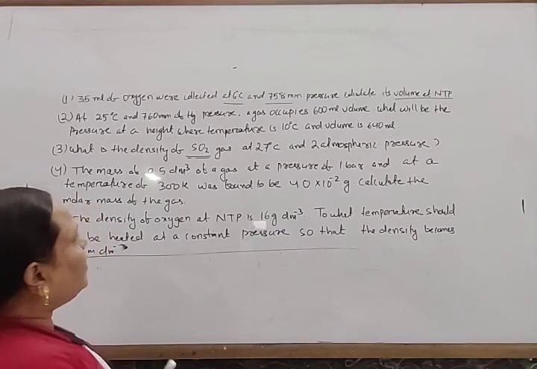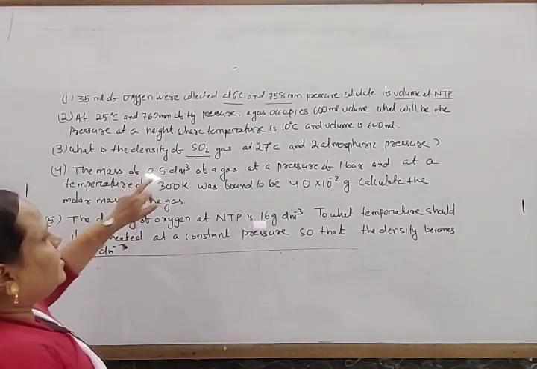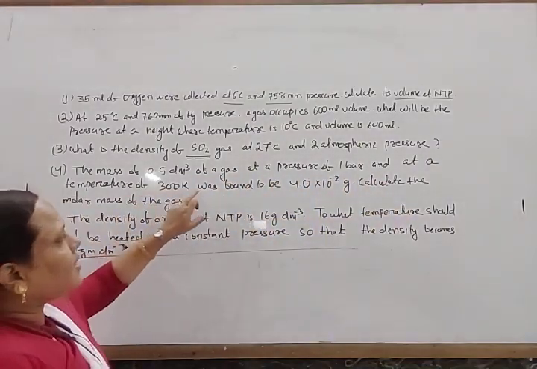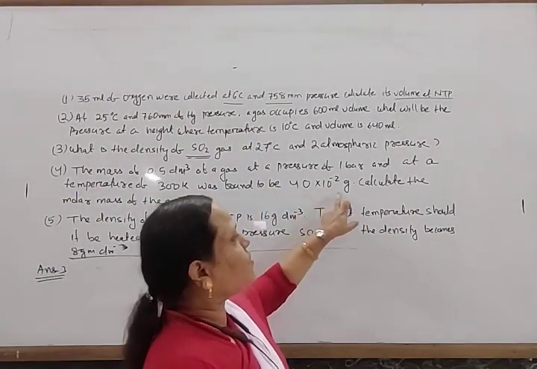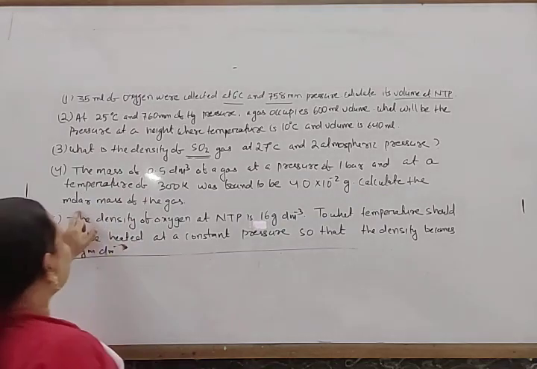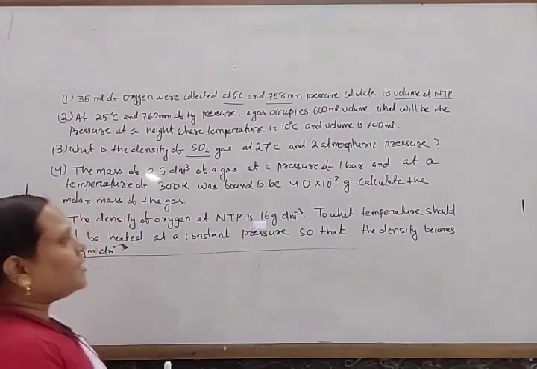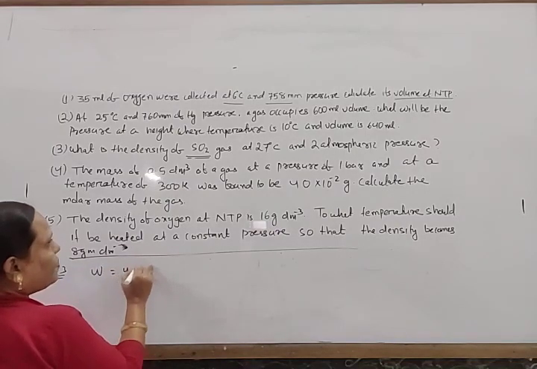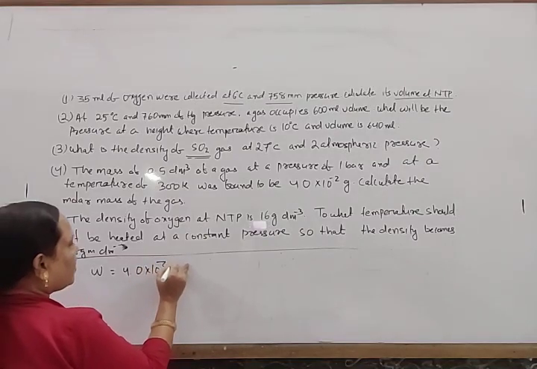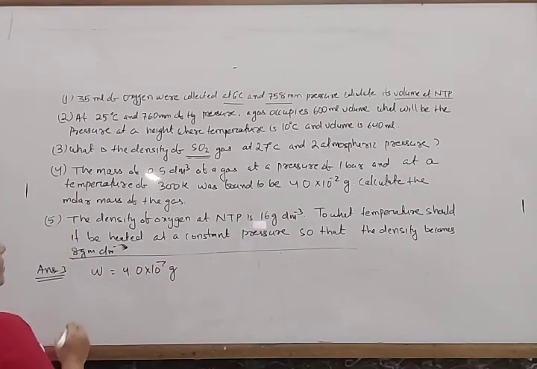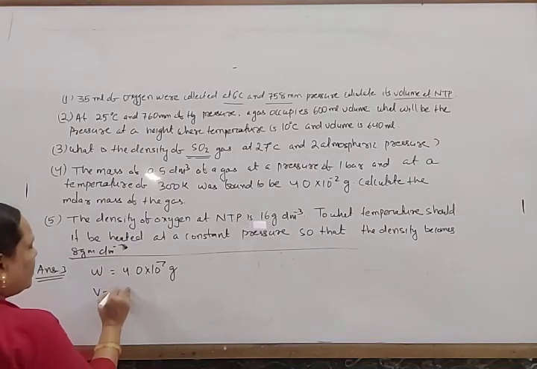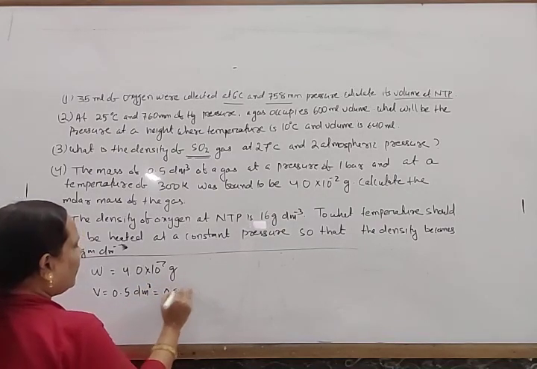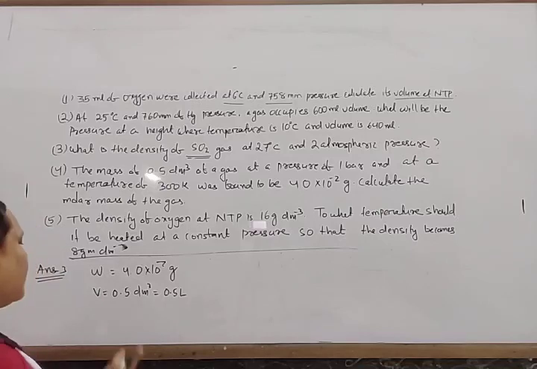The mass of 0.5 dm³ of a gas at a pressure of 1 bar and at a temperature of 300 Kelvin was found to be 4 into 10 power minus 2 gram. Calculate the molar mass of the gas. So here given W equal to 4.0 into 10 to the power minus 2 gram, and volume V is given 0.5 dm³ or 0.5 liter. 1 dm³ equal to 1 liter.